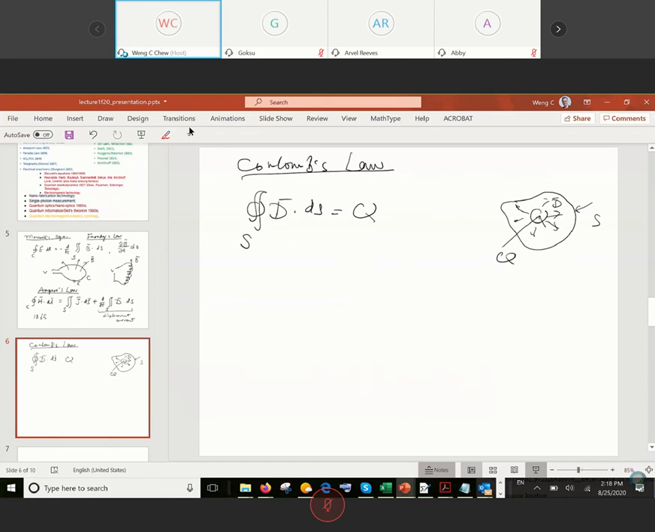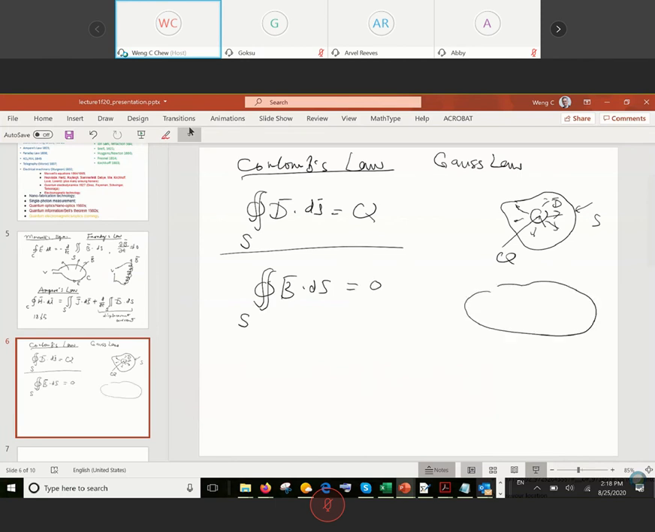Some people also call this Coulomb's law. Gauss's law for the magnetic flux is that if you do the same thing for the magnetic flux, B dot dS over a closed surface S, this magnetic flux integrated over this closed surface is always equal to zero, because there are no magnetic charges. What this says is that if there are no magnetic charges, whatever flux goes into the surface S must leave the surface S. What goes in must come out.